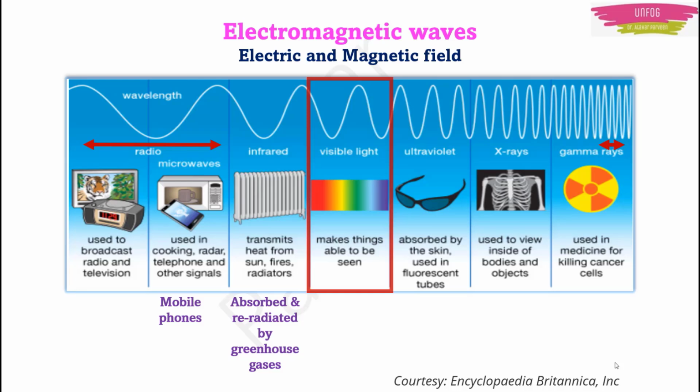And then microwaves, obviously, they are used in microwave ovens to cook or heat food. They are also used in radar and telephones and other signals, and in satellite communications. And then radio waves are used in broadcasting. This is the main use of radio waves. They are used in broadcasting in radio and television. So these are the applications.